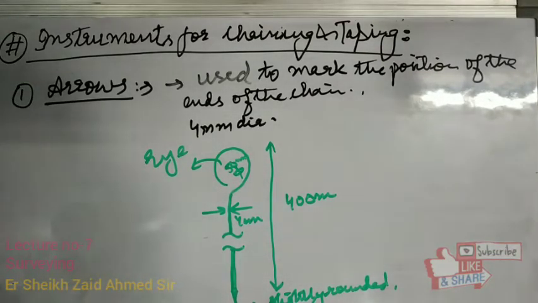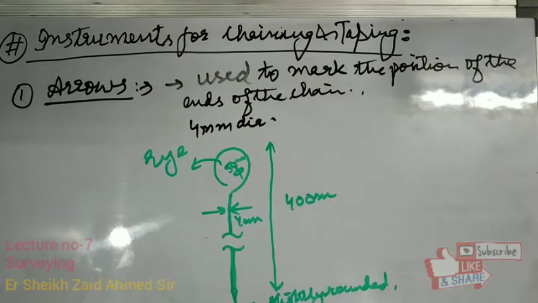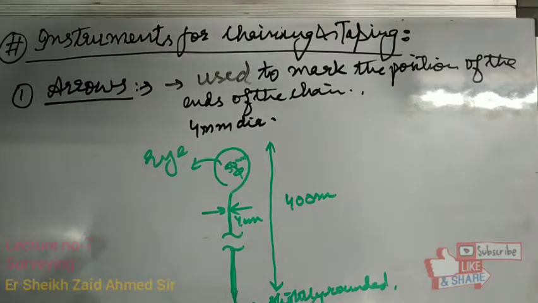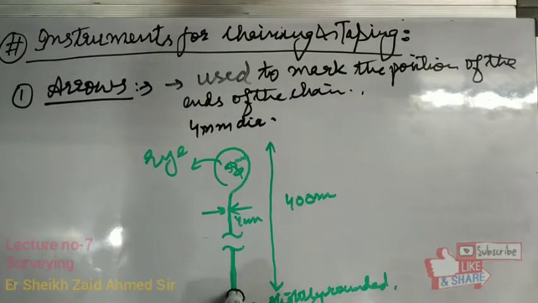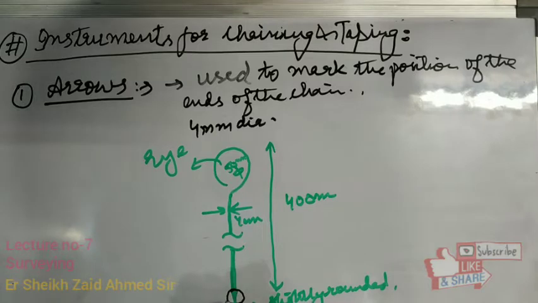Now moving on to the next instrument. See, there is also a special type of arrow called a drop arrow. Why is it special? Because it has a heavy ball. It has a ball of heavy metal fitted near the pointed end here.